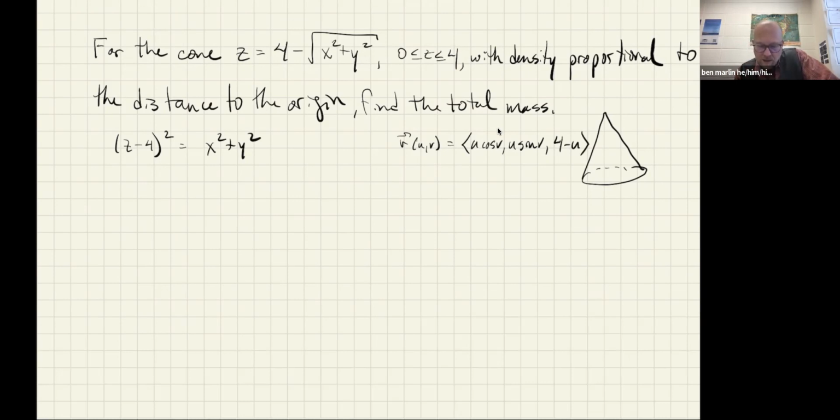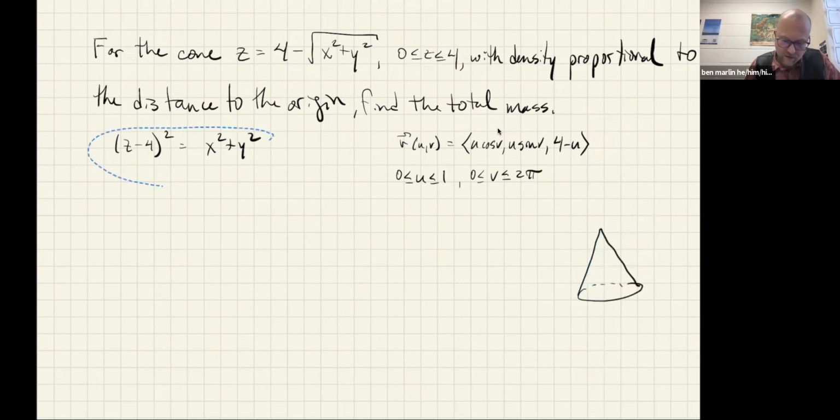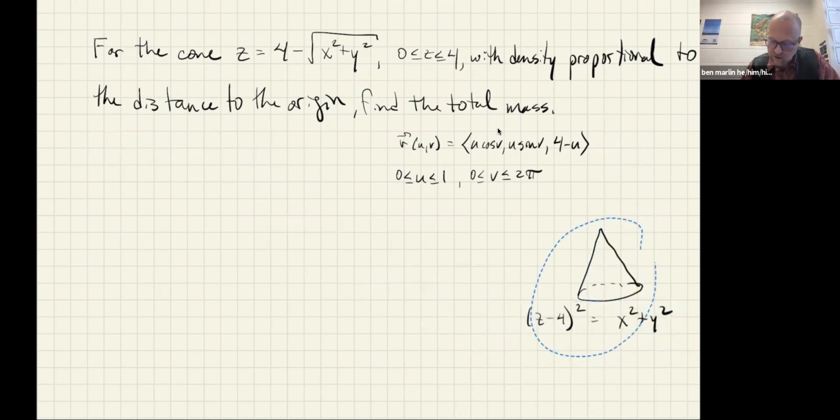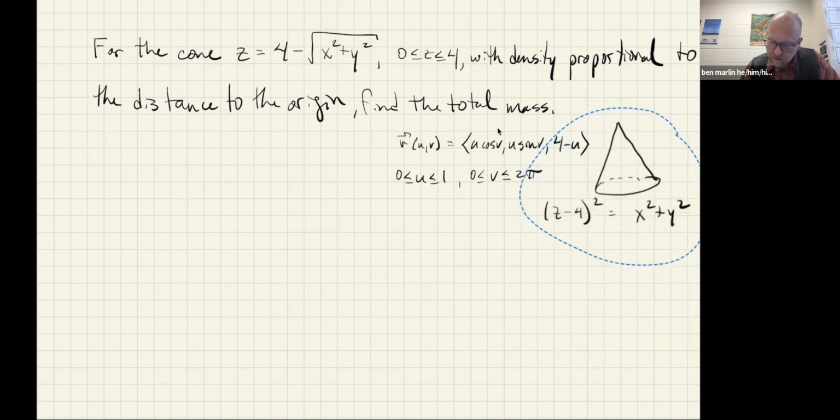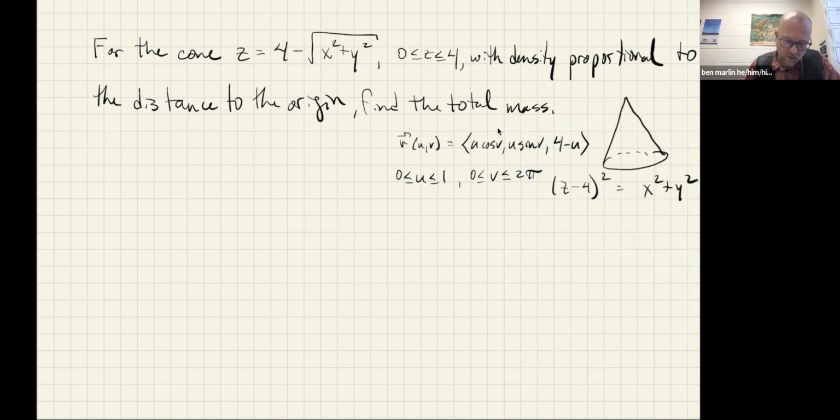Anyway, then I'm going to let my u's go from 0 to 1 because I have the subtraction. If I'd made it addition, then I would have made it minus 1 to 0 instead of 0 to 1. And because I want to do the whole circle, the v will go 0 to 2 pi. If you prefer to go minus pi to pi, you can certainly do that. All right. And I think maybe I will take my picture and put it next to this, kind of push it up here, sort of out of the way.